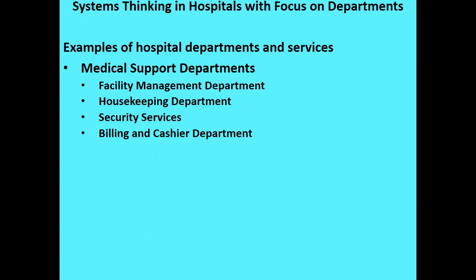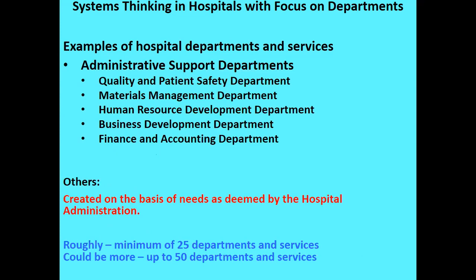Medical support department is the fourth category. Examples are the facility management department, housekeeping department, security services, billing and cashier department. Another one is the administrative support departments. An example is the quality and patient safety department. Not all hospitals have this, but at the current time, there are a lot of hospitals creating quality departments. Also materials management department, human resource development department, business development department, finance and accounting department.